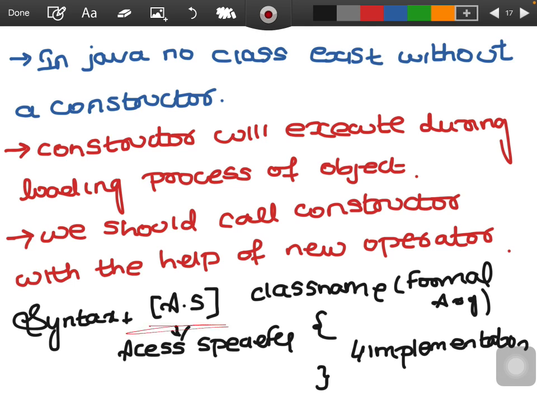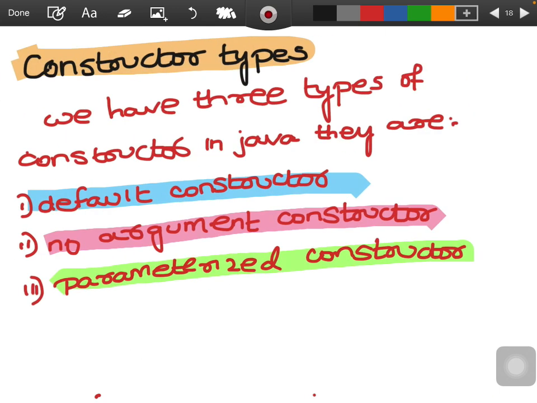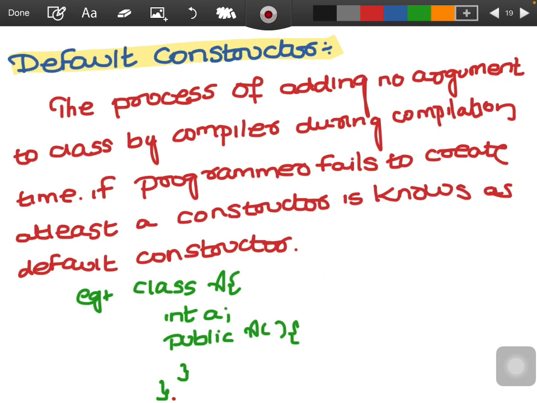Here we will see the syntax: access specifier, class name, and the formal arguments. Here we have the implementation. As we know, the constructor name is the same as the class name, with the access specifier, and we can pass the formal arguments and the implementation. And the constructors are classified into three types. The first one would be the default constructor, then the no argument constructor, and the parameterized constructor.